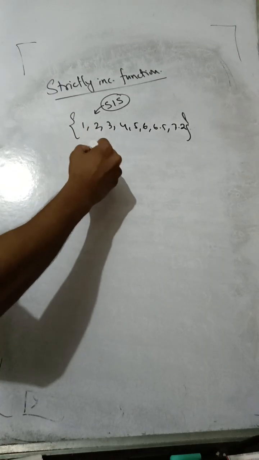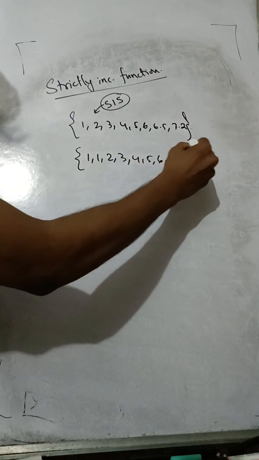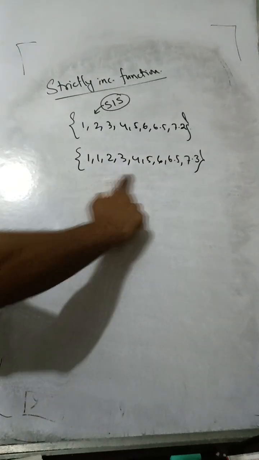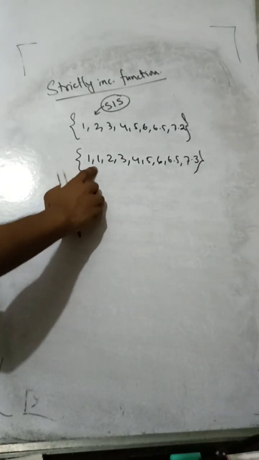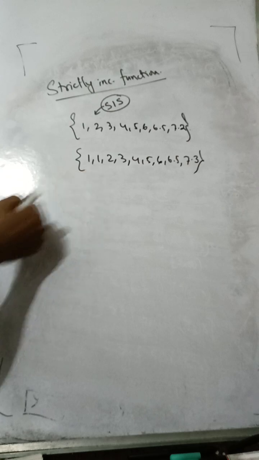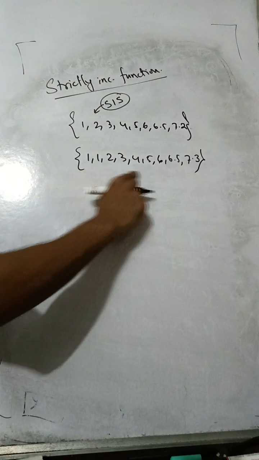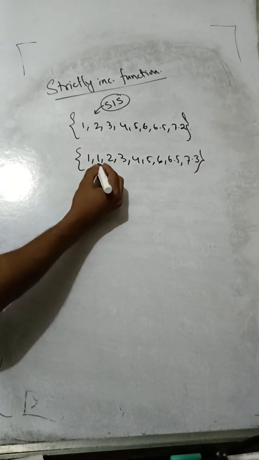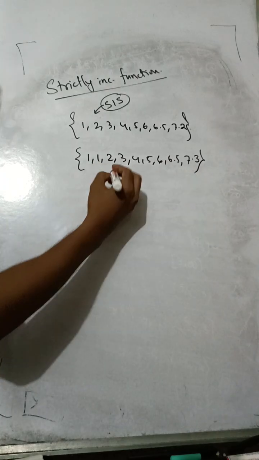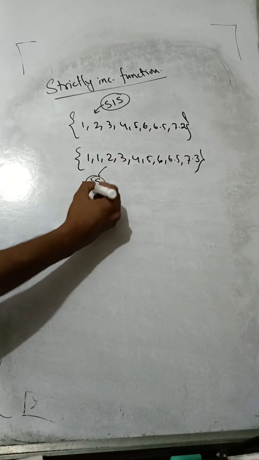But what if the sequence is something like this? This is not a strictly increasing sequence. Now why is that so? Because here we can see that two of the points are equal. So they are not increasing always. Look, these 2 points are in the same state. It should always increase. So this is basically just an increasing sequence or monotonically increasing sequence.